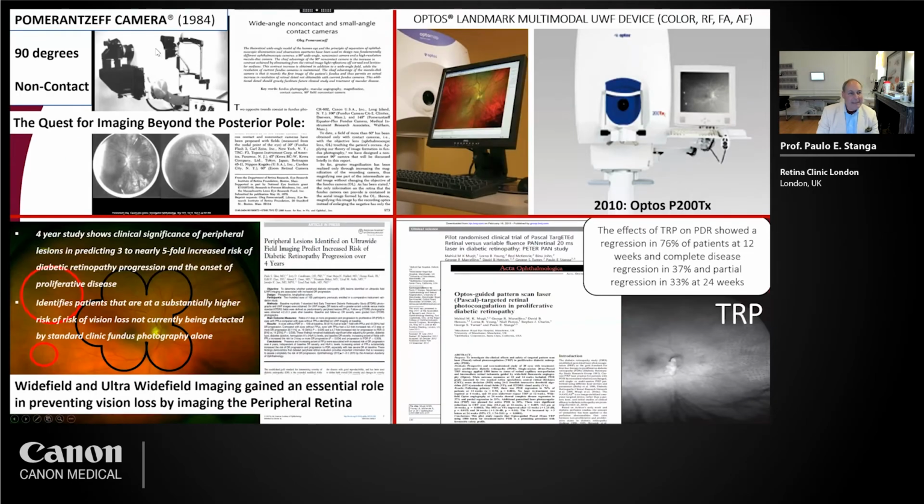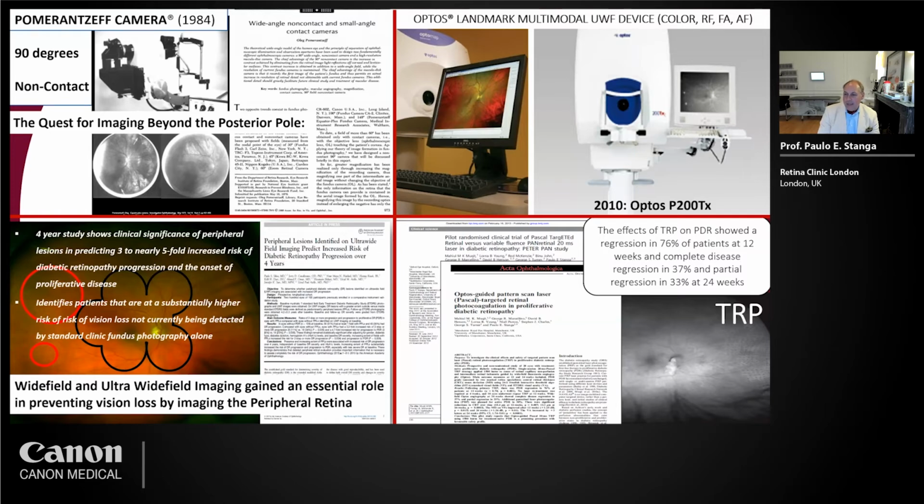Pomerantsev, back in 1984, developed the first wide-field camera, 90 degrees non-contact. This started our quest for imaging beyond the posterior pole. It's interesting that this is 1984, a long time ago. There was no interest at the time in looking at the peripheral retina. He was a true pioneer, but too ahead of his time, perhaps.